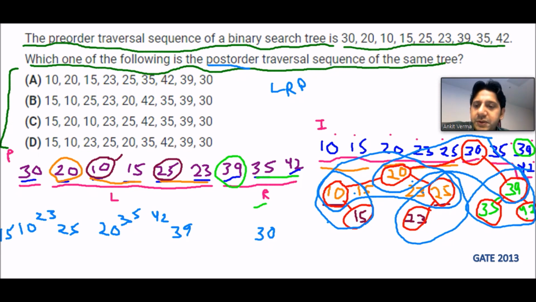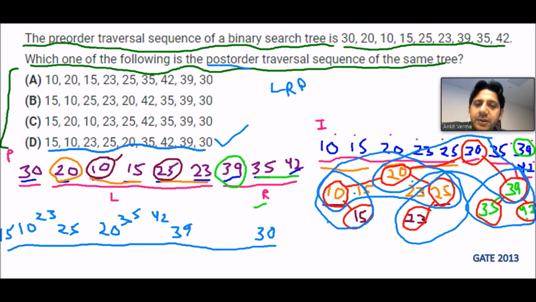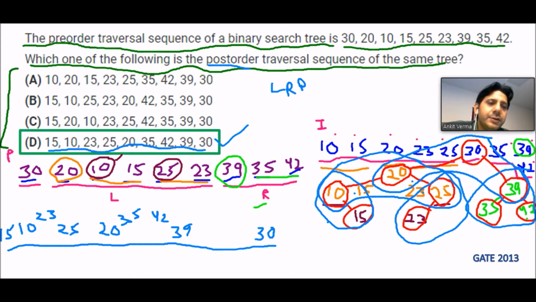So the option which matches 15, 10, 23, 25, 20, 35, 42, 39 and 30 is option D. So the D option is correctly matching that sequence. So D is the answer to this question.